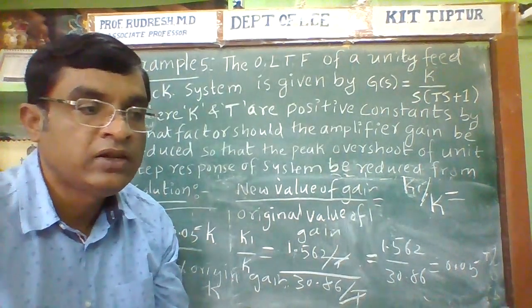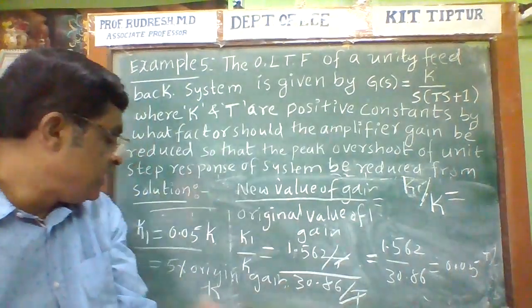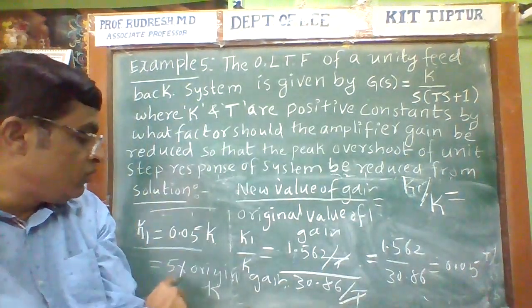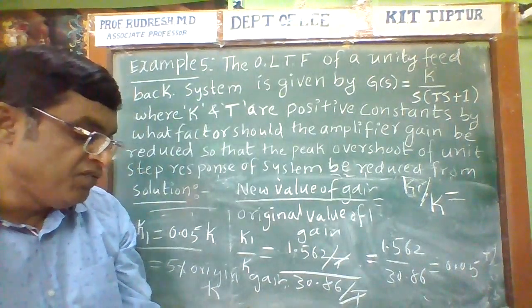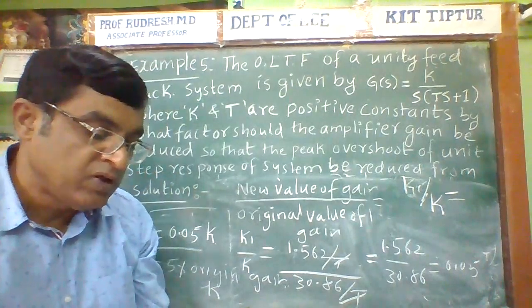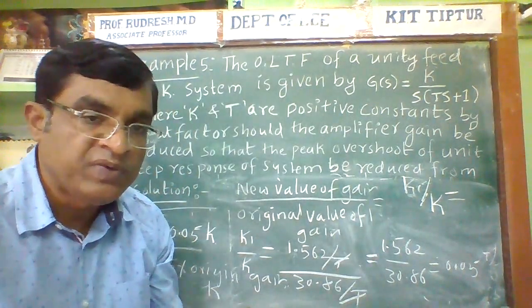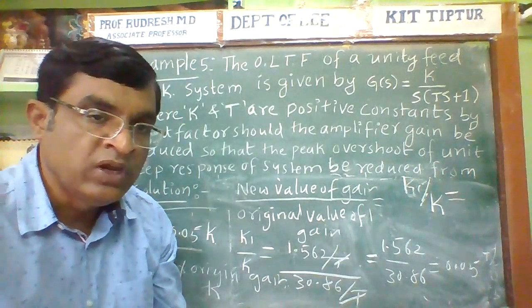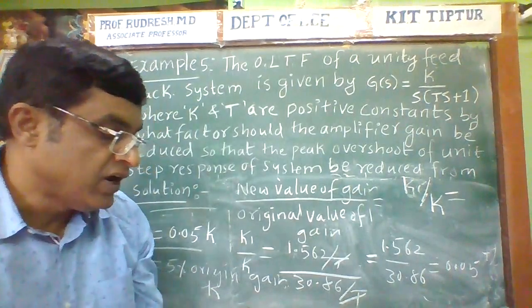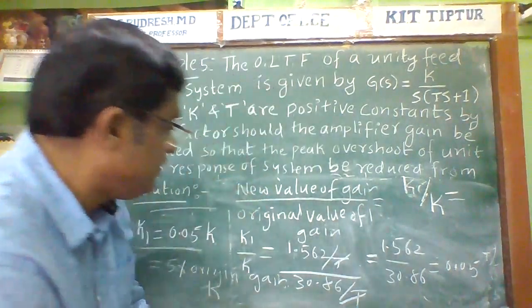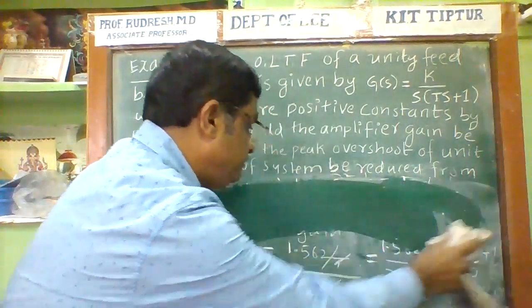The original gain has to be reduced by 95%, because the new gain is only 5% of the original gain. Therefore, the factor by which the gain of the amplifier must be reduced is 95%.